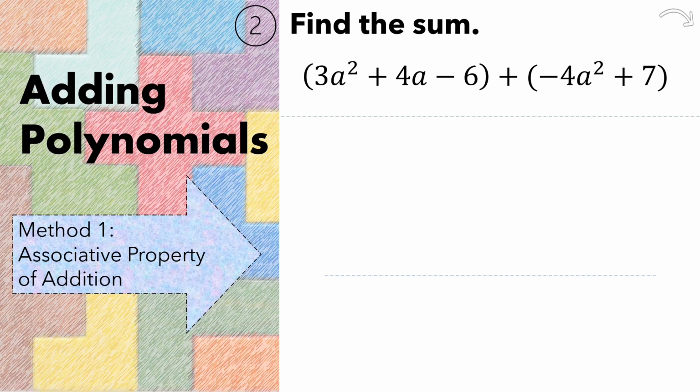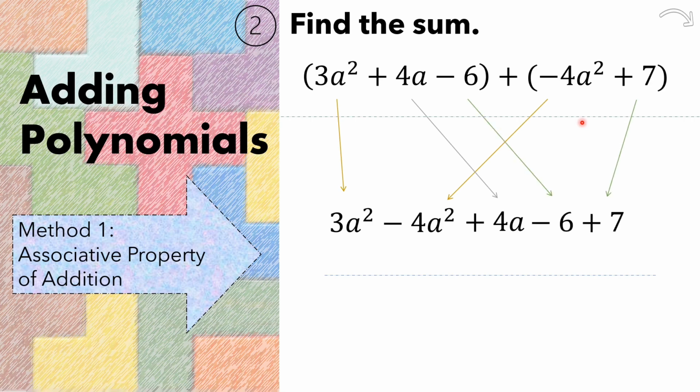Next, number 2: 3a squared plus 4a minus 6 plus negative 4a squared plus 7. So we will be using method 1. We're going to regroup or group the like terms. That is 3a squared minus 4a squared, then plus 4a, then negative 6 plus 7.